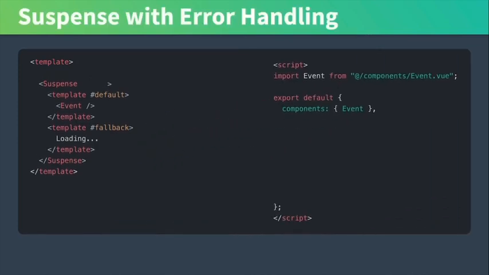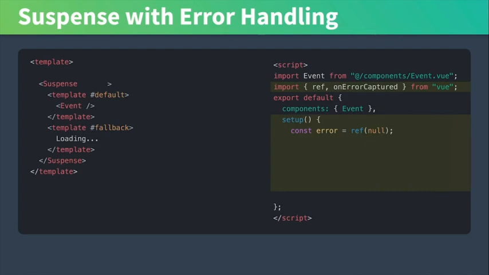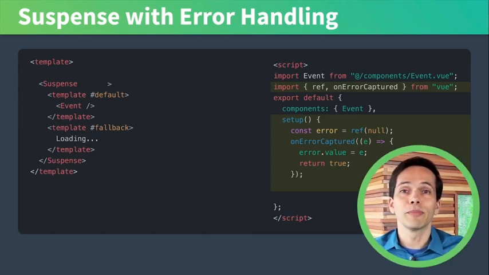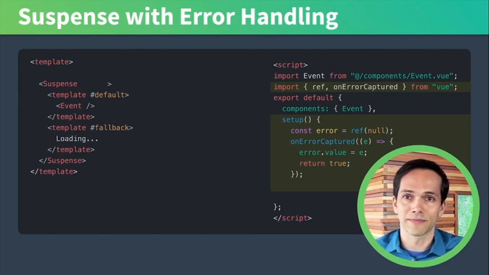Here's our previous code, and let's add some error handling. First, we'll import ref, and we'll need to use the onErrorCaptured lifecycle hook. Then inside our setup method, we'll declare a reactive reference called error. Then we'll use the onErrorCaptured lifecycle hook to listen for errors, and if they happen, it'll set the error and then return true. Return true simply prevents the error from propagating and then appearing in our user's browser.